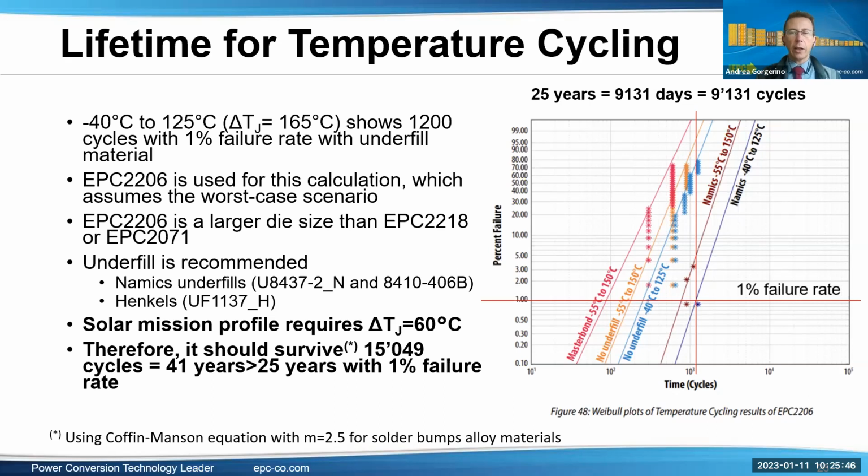This is a worst case scenario. This is the largest device that we make. It is larger than the usual devices that are used in solar, like 2218 and 2071. But again, it's a worst case. We're working on generating similar data on these smaller devices and should be available soon.